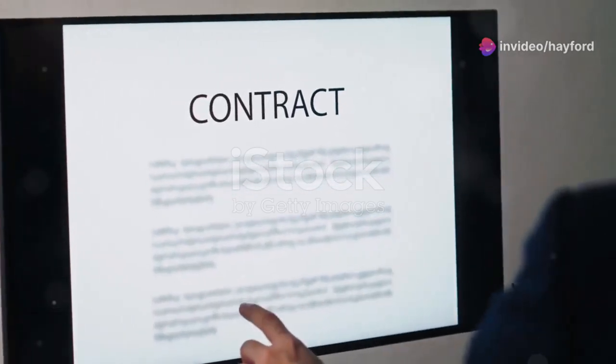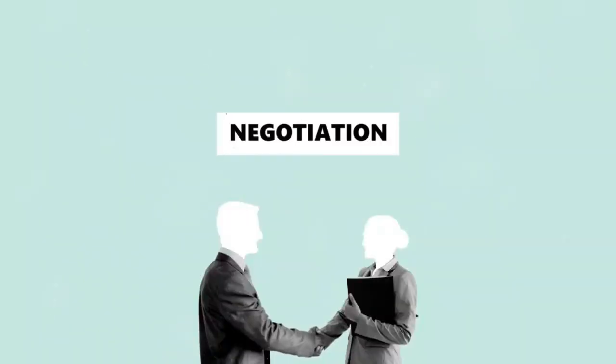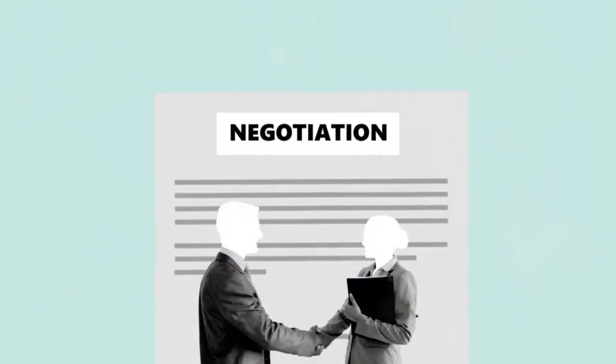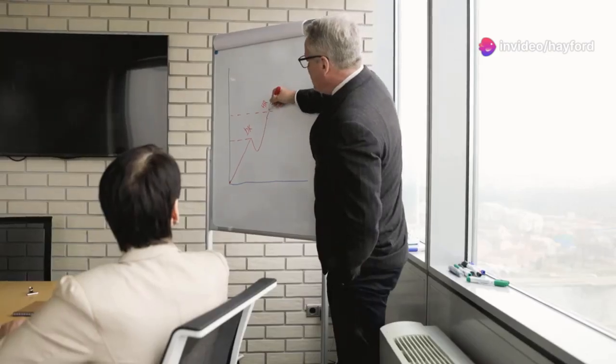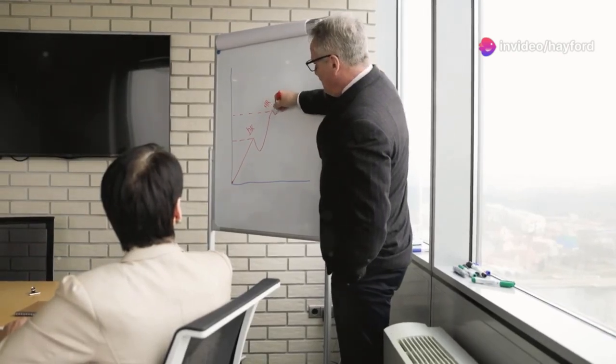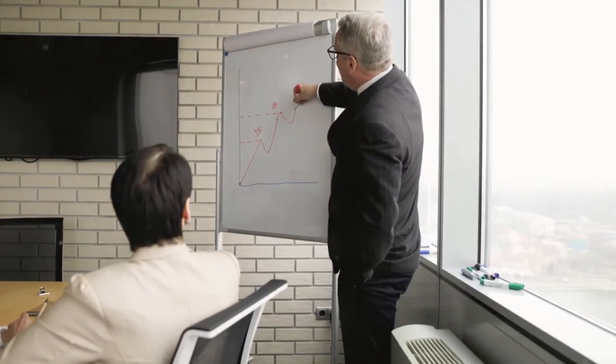Chapter 4. Negotiate terms and pricing. Now it's time to talk business. Don't be afraid to negotiate. Remember, everything is negotiable. Start with the pricing structure. Is it a flat rate per unit? Are there discounts for bulk orders? Or can you lock in a favorable price with a long-term contract?